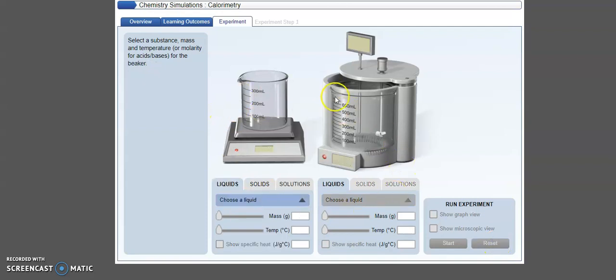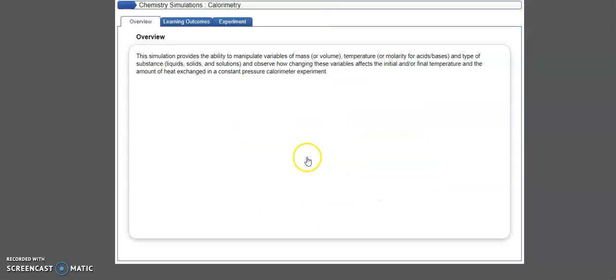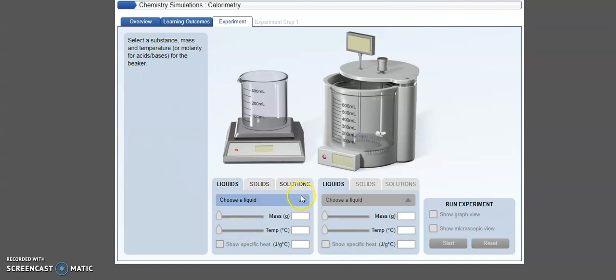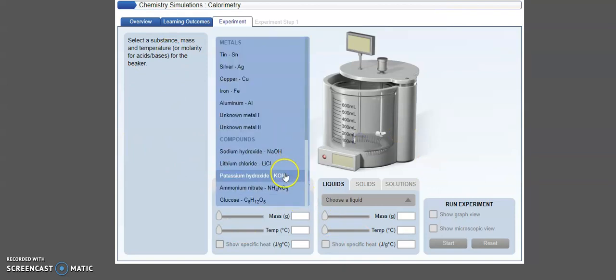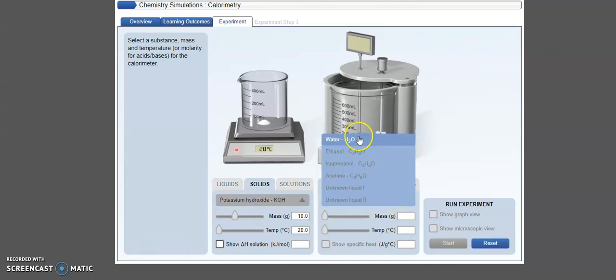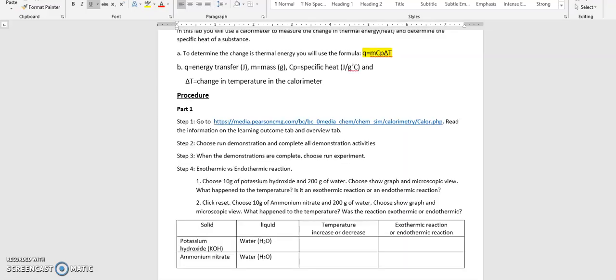Okay, so this is the experiment portion. So you should have, if you haven't done this already, be on run experiment. Okay, so we're going to use 10 grams of potassium hydroxide. And we're going to choose water. Okay. And we're going to use 200 grams of water.